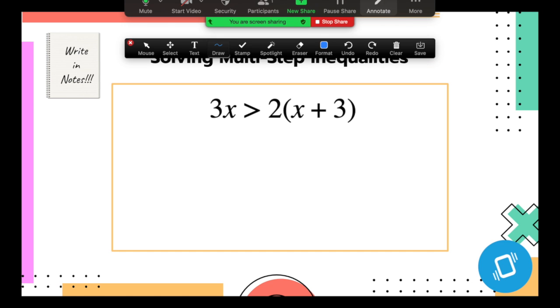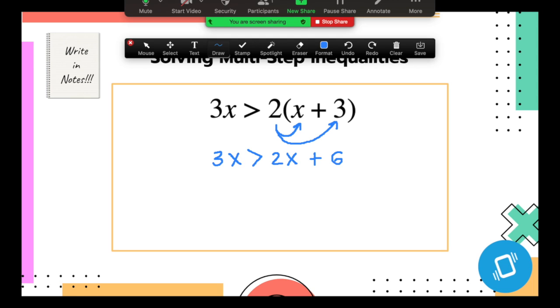So for example, let's say we have 3x is greater than 2 parentheses x plus 3. In this case, all I'm going to do is distribute the 2 to both the x and the 3. When I do that, I get 2x plus 6. And so I'm left with 3x is greater than 2x plus 6.